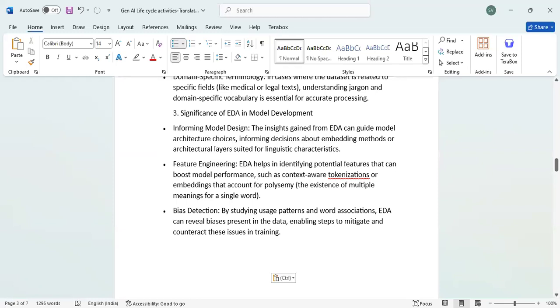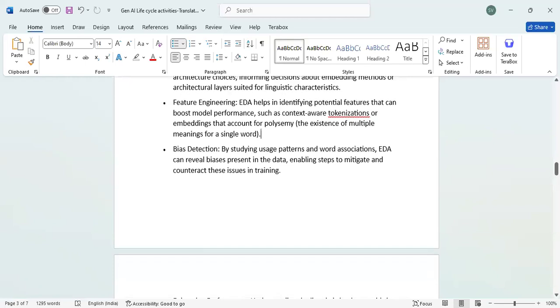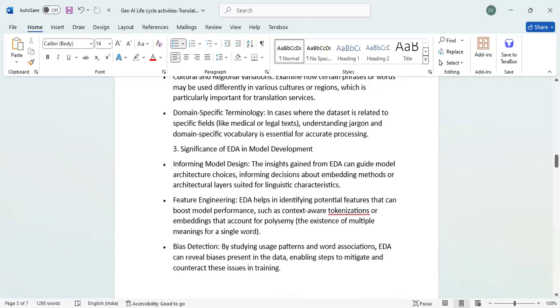So here the feature engineering topic will come, because what feature engineering is doing in reality, it is going to take the existing words and describe the word content, the outlook of that. That is part of the EDA, basically. So, bias detection: by studying usage patterns and word associations, EDA can reveal biases present in data, enabling steps to mitigate and counteract these issues in training. Yes, obviously, all these things are related to EDA.